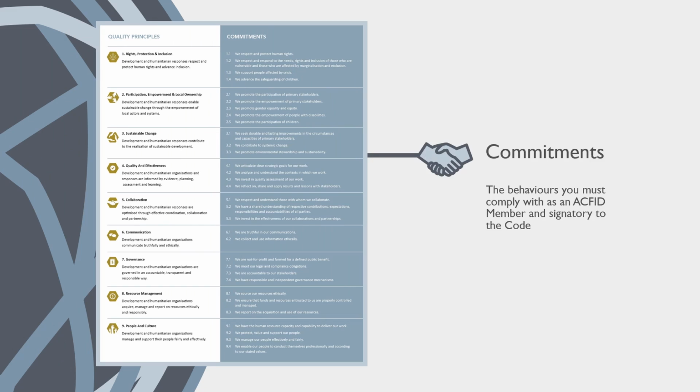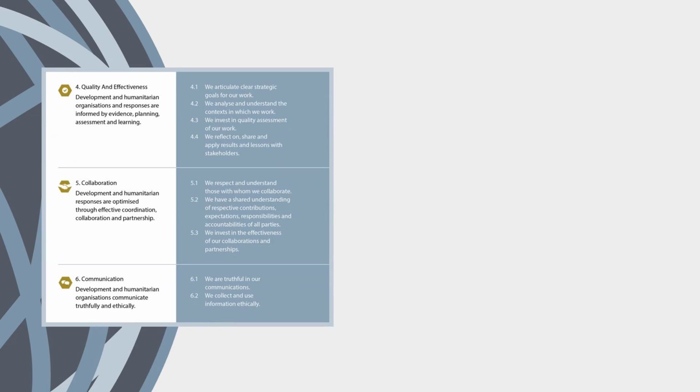Commitments are the behaviours you must comply with as an ACFID member and signatory to the code. There are 32 commitments in total. We won't go through all of 32 commitments in this learning module. Instead, we'll give you a couple of examples and how they relate to the quality principles.